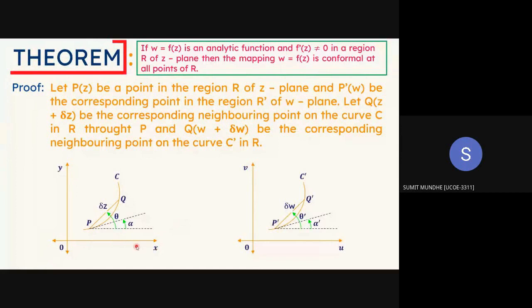So here we can see on the left side we have the graph of the z plane and on the right side we have the w plane. In the z plane we have taken a point P and Q, which is in the neighborhood of P, lying on the curve C. Similarly, in the w plane we have Q dash, which is in the neighborhood of the point P dash, lying on curve C dash. Here we can see that in the z plane alpha is the angle made by the tangent at point P with the x-axis, and in the w plane alpha dash is the angle made by the tangent at point P dash with the u-axis. Next slide, please.